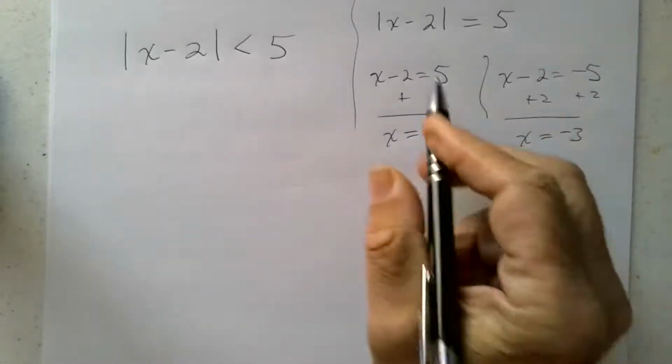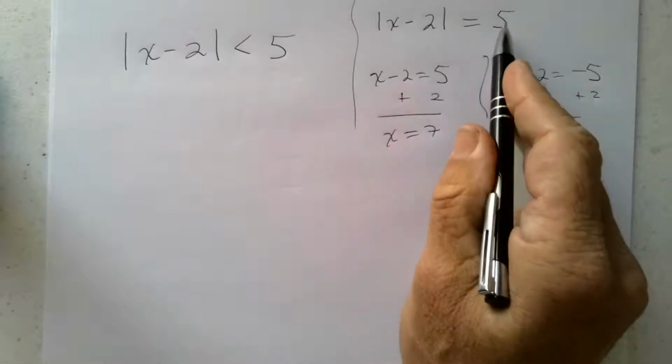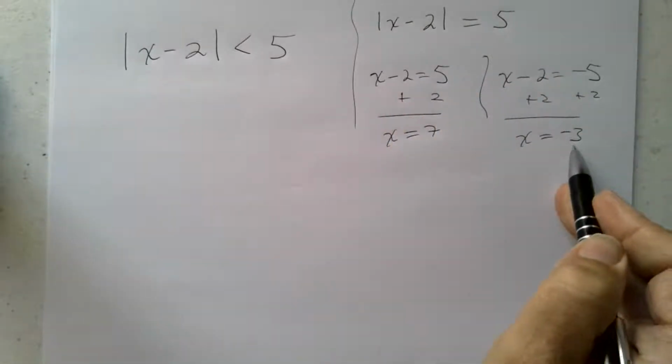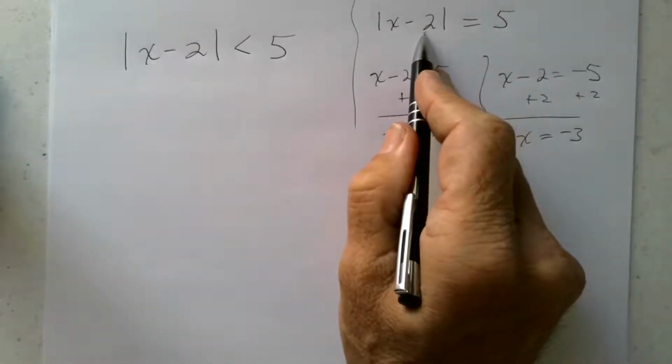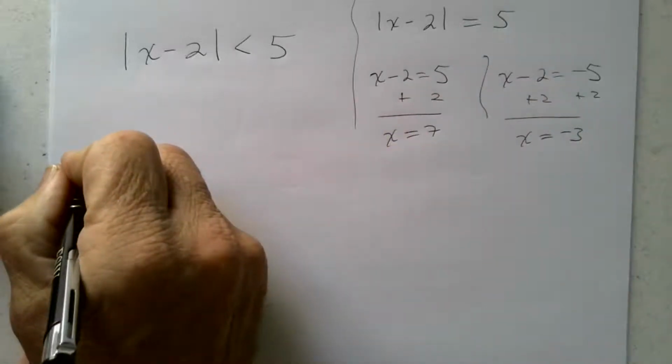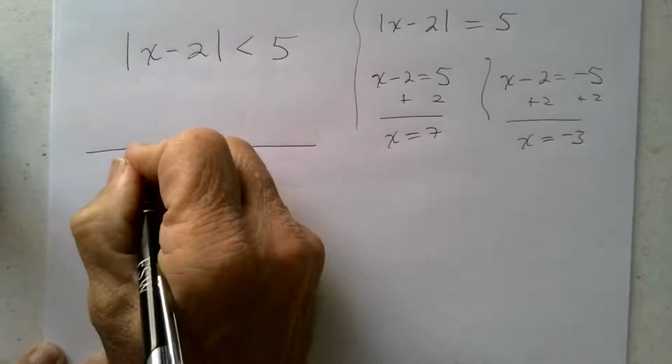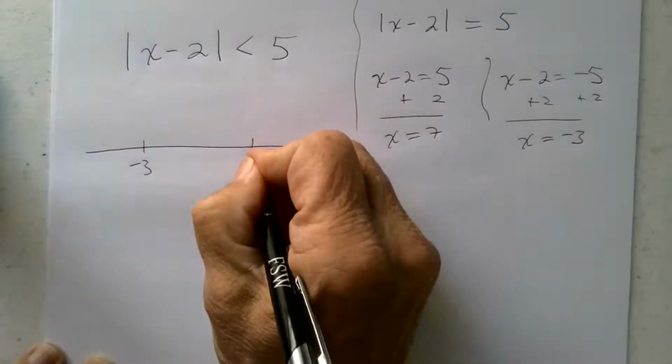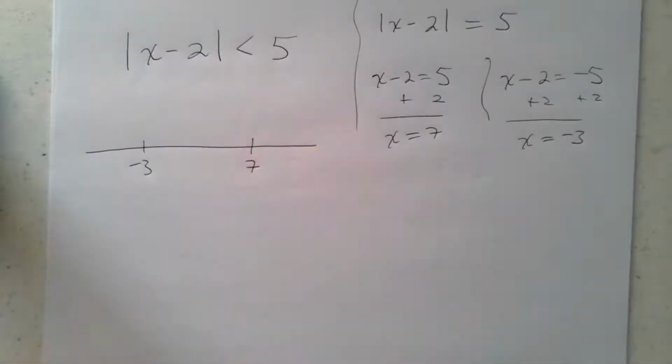And you could check that. Plugging it in, 7 minus 2 is 5. Absolute 5 is 5. Check. Plugging in negative 3 minus 2 is negative 5. Absolute value of that is also 5. So those are two cut points. Of course, negative 3 comes first and 7 comes second on a number line.